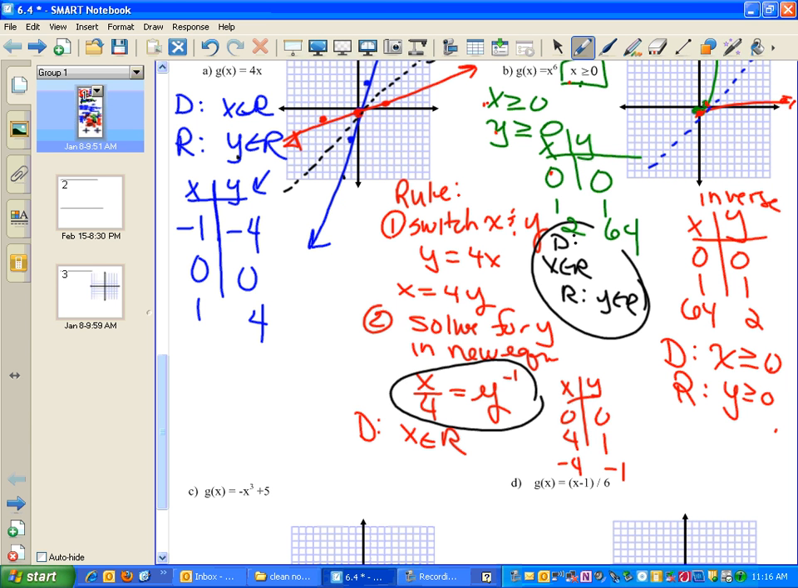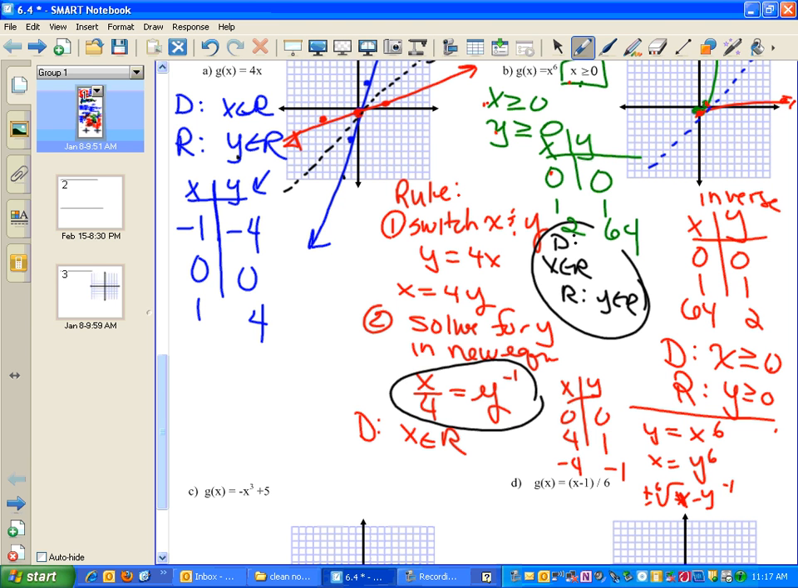Well, there might be different values, but the pattern is the same. Okay? So that means now we need to find the rule. Y equals x to the 6. What's my next step? X equals y to the 6. Y equals plus and minus the 6th root of x.